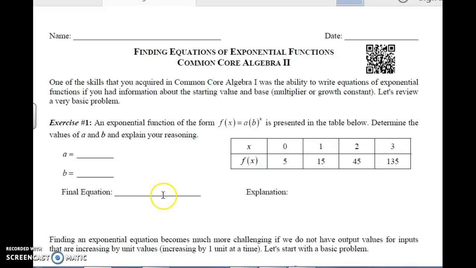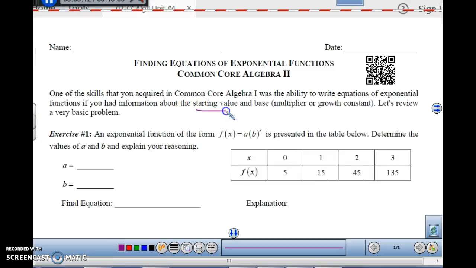This is Algebra 2, Unit 4, Lesson 4, on finding equations of exponential functions. Now, one of the skills that we did in Common Core Algebra 1 was the ability to write equations of exponential functions if you had the starting value and the base, which would be the multiplier growth constants. So let's review the very basic problem, and then we'll expand to a little more complicated problem.